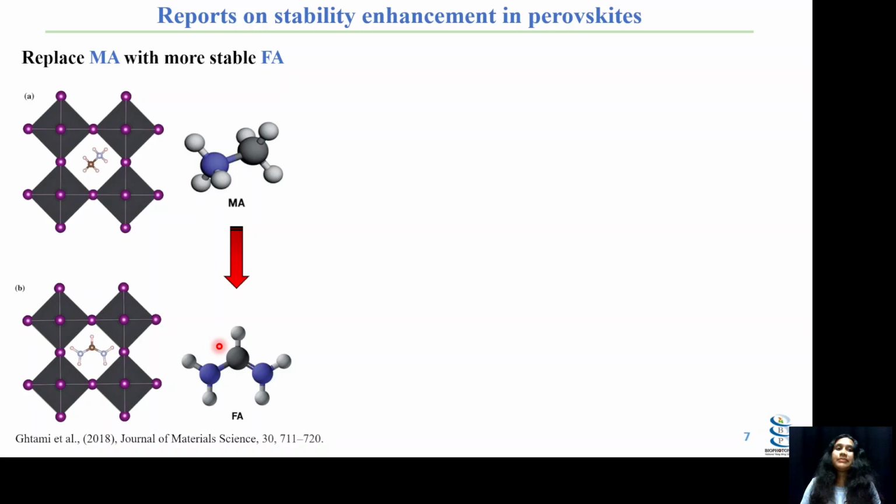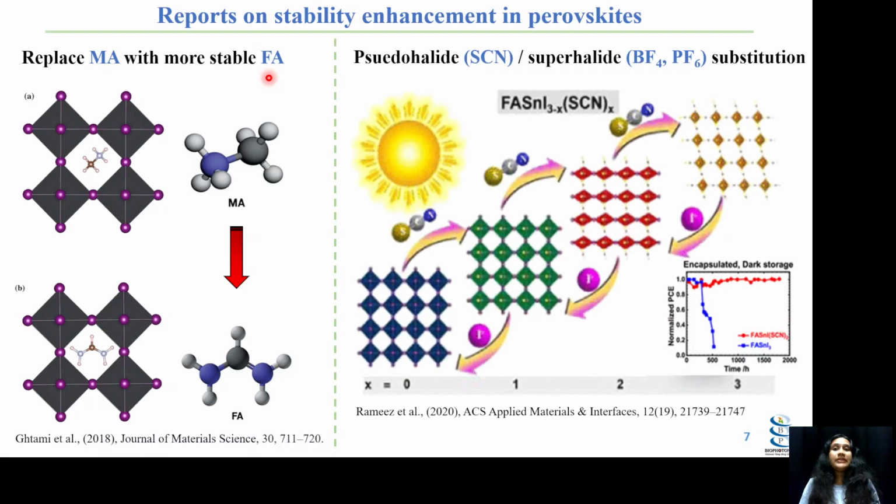Other means of greatly enhancing the stability would be through pseudo-halide or superhalide substitution, where some groups known as pseudo-halides like SCN, that is thiocyanate, or superhalide species like BF4 or PF6 are used. The name is superhalide because they have more halogen atoms, 4 fluorine in BF4 and 6 fluorine in PF6. So when these groups replace the parent halogen ion in the 3D perovskite, the resulting perovskite structure is more stable. An example is given here where FASnI3 is being used in a solar cell.